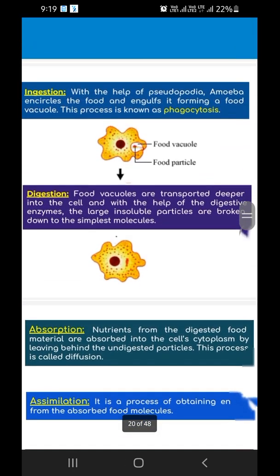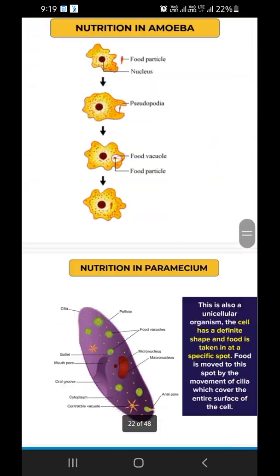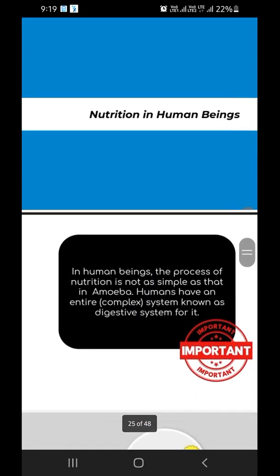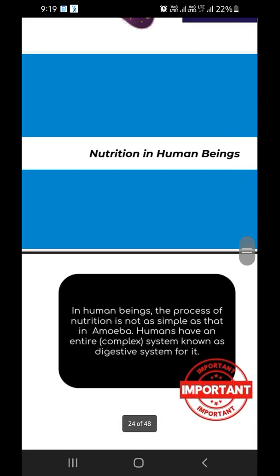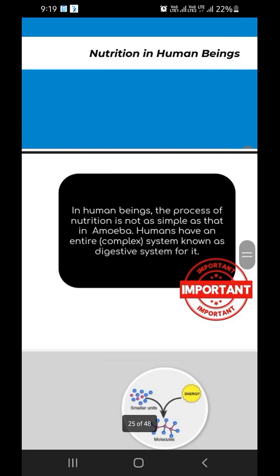The same steps are followed in human beings too. So now we come to nutrition in human beings. In human beings, the process of nutrition is not as simple as in amoeba, but we follow the same steps only. Humans have an entire and complex system known as the digestive system for it.